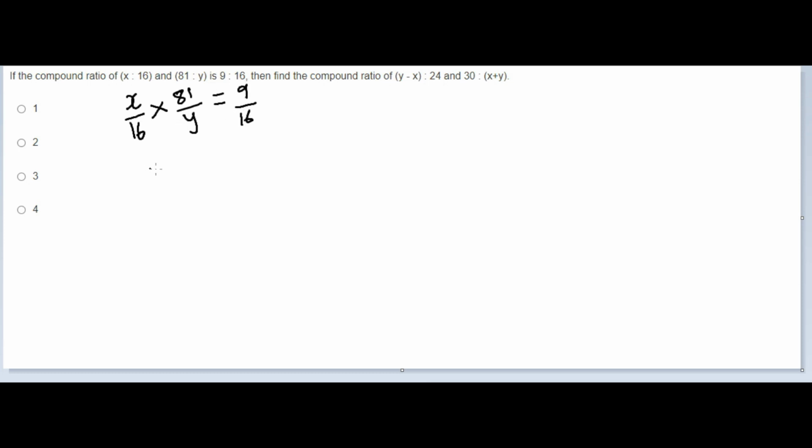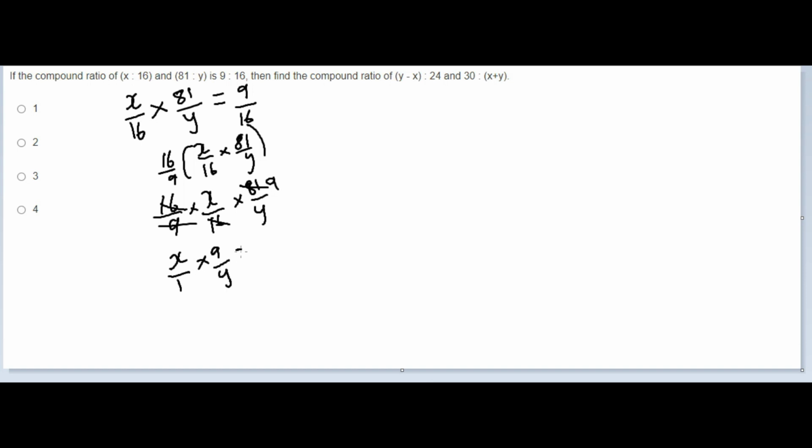We want to make it a cross multiplication. So that means what? 16 by 9 into x by 16 into 81 divided by y. 16 got cancelled. 9 is 9, is it right? So we can write x by 1 into 9 divided by y is equal to 1, because here I just forgot to write the 1 equation.